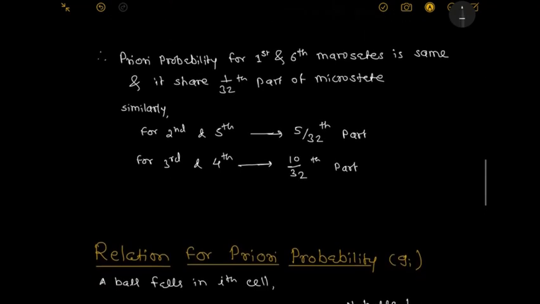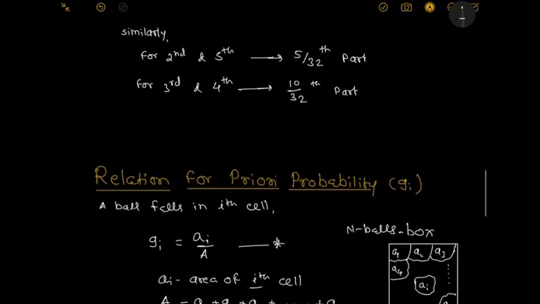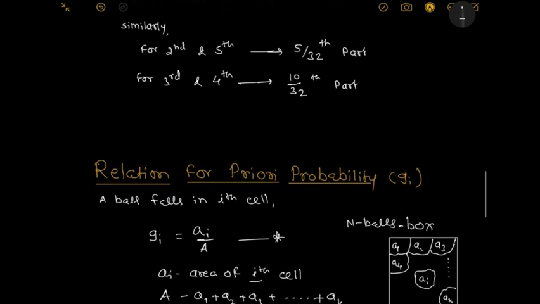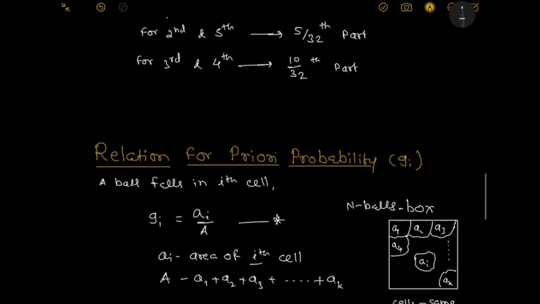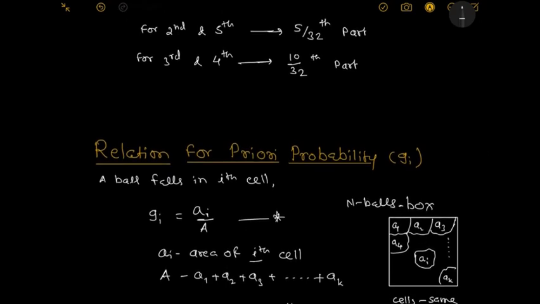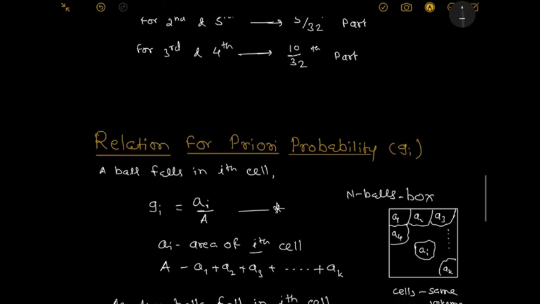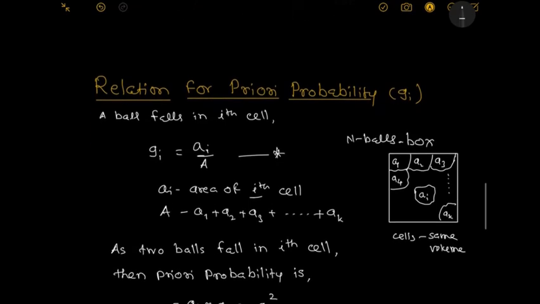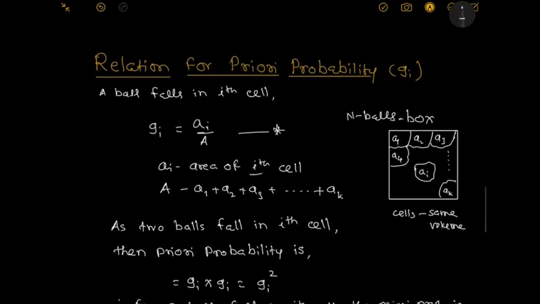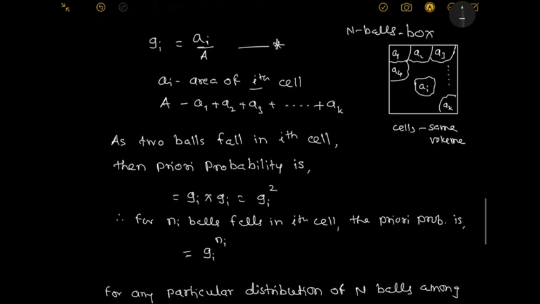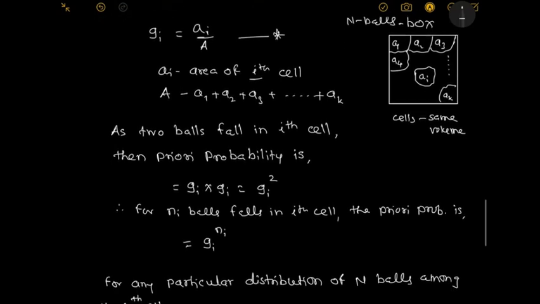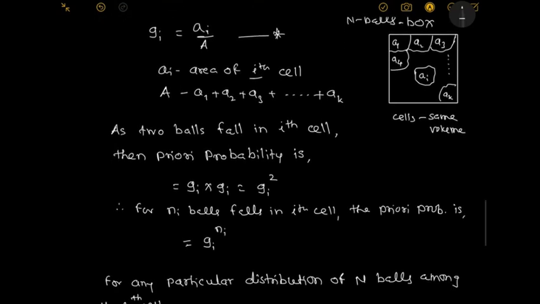Then we found the relation by using the concept. If we consider a large box, that box is divided into a number of cells, all cells having the same volume, and in that box, if n balls are thrown inside, then we find the probability of a ball falling in the ith cell. Similarly, two balls falling in the ith cell. In that way, if ni balls fall in the ith cell, the a priori probability we write is Gi raised to ni.